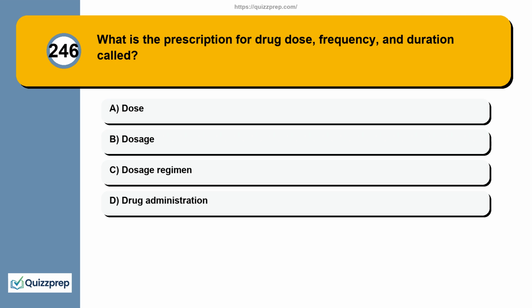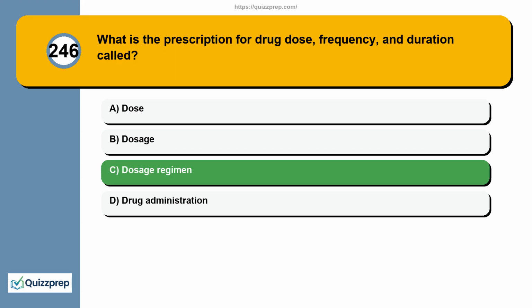Question 246. What is the prescription for drug dose, frequency, and duration called? Option A, dose. Option B, dosage. Option C, dosage regimen. Option D, drug administration. The correct answer is option C, dosage regimen.